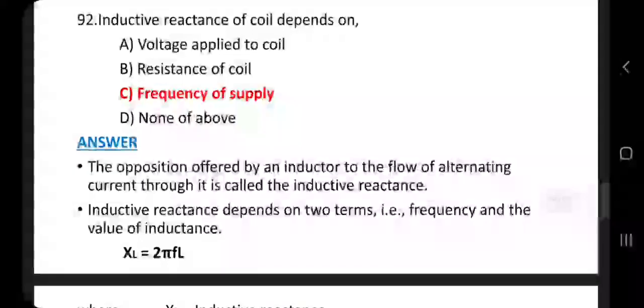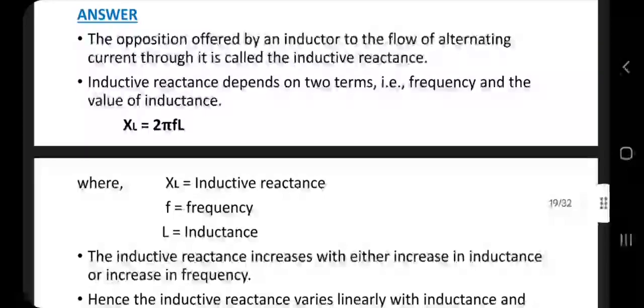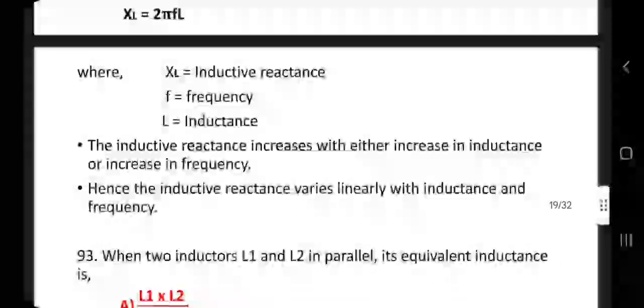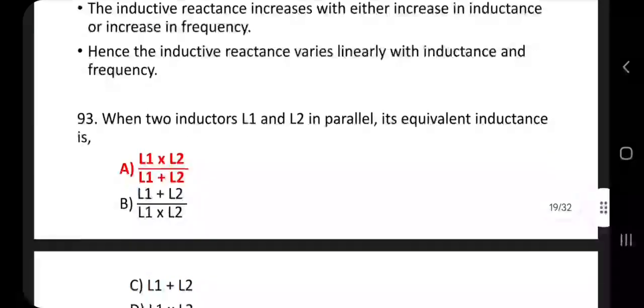Question number 92. Inductive reactance of a coil depends on, answer is option C, frequency of supply. The opposition offered by an inductor to the flow of alternating current through it is called the inductive reactance. Inductive reactance depends on two terms, that is frequency and the value of inductance. XL equal to 2πfL, where XL is the inductive reactance, f is the frequency and L is the inductance. The inductive reactance increases with either increase in inductance or increase in frequency. Hence the inductive reactance varies linearly with inductance and frequency.